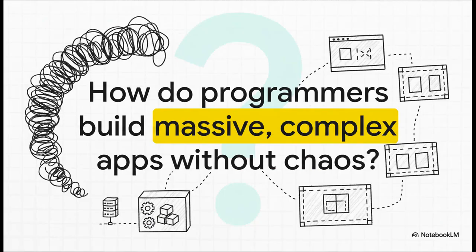I mean, just stop and think for a second about how complex modern software is. We're talking millions of lines of code. So how on earth do developers manage all of that without it turning into a complete, tangled mess? Well, the answer is they've learned to think about code not as one giant long list of instructions, but as a collection of smart, self-contained blueprints.